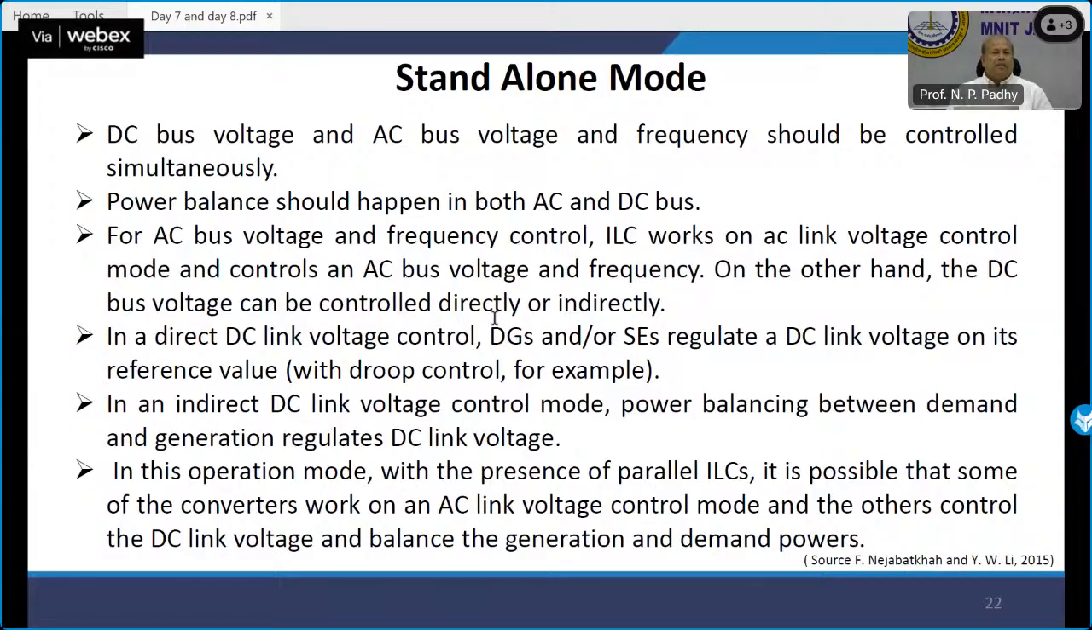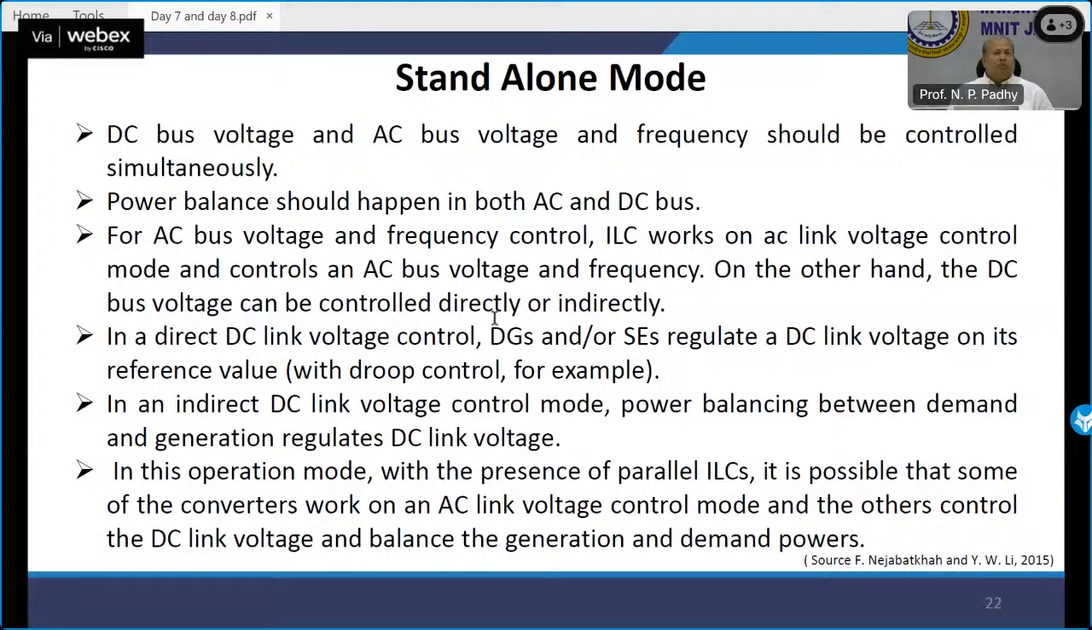So in direct DC link voltage control, DG energy sources regulate the DC link voltage at its reference value with either a group control or any mechanism they can use. In indirect DC link voltage control mode, power balancing between demand and generation will be regulated by the DC link voltage. They will be regulating the DC link voltage.